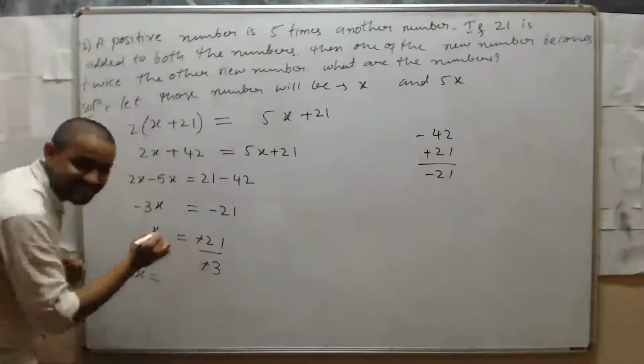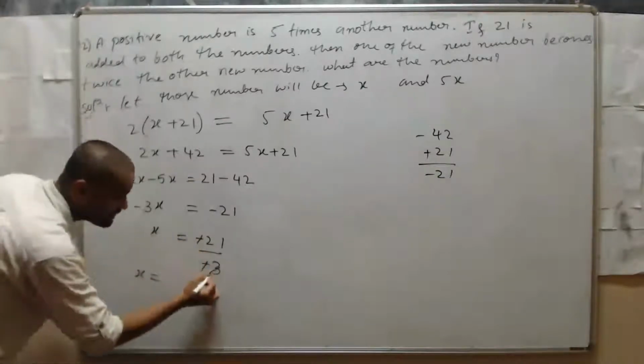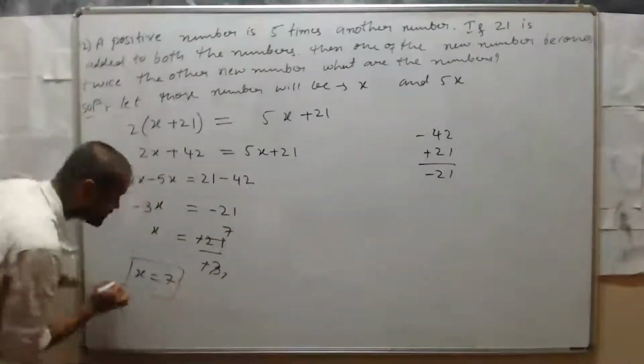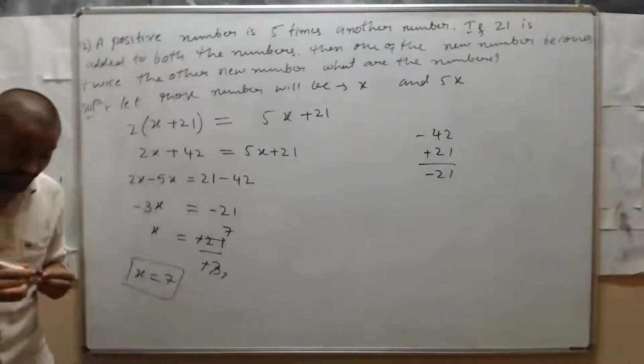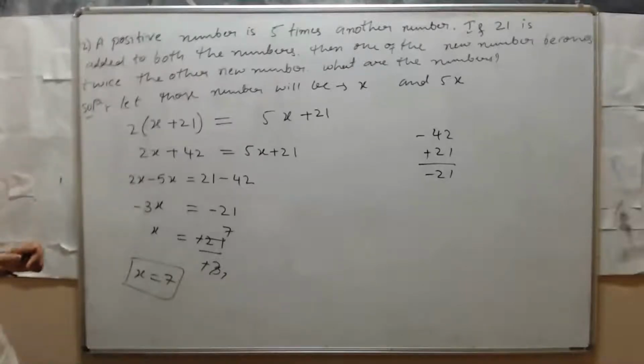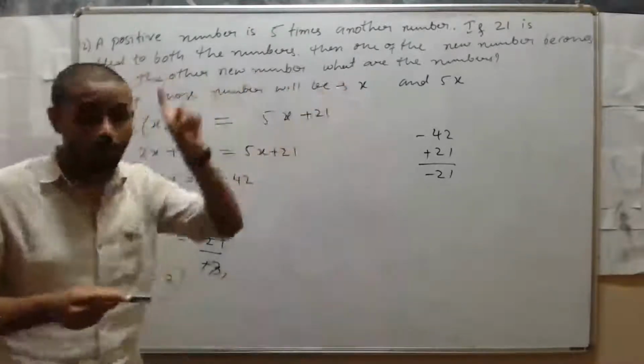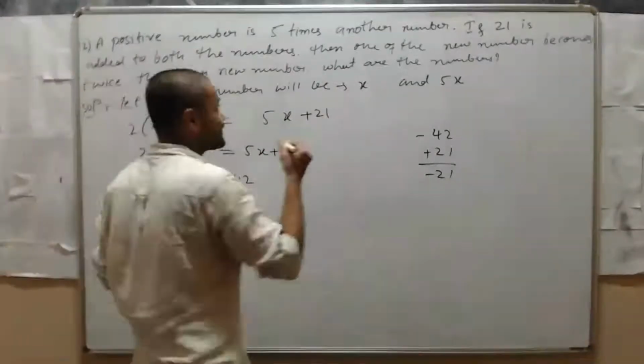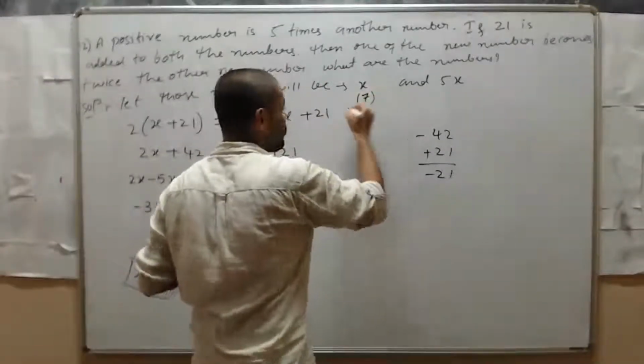Minus minus now get cancelled, students. 3 ones are 3, 3 sevens are 21. x is equal to 7. What is x, students? Yes, x is nothing but the first number. Here 7 is the first number.